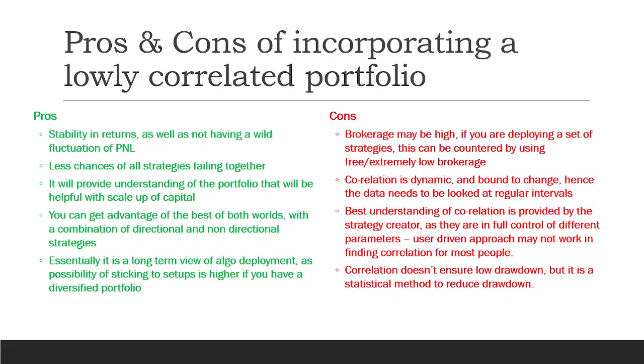And the cons, again, when you do more strategies, of course the brokerage would be high. You can counter this by using a free brokerage or a low brokerage solution. There could also be higher taxes if you're doing a variety of instruments, and the number of trades is increasing. But generally when you're doing different types of strategies, the number of trades would be similar, unless you're doing something like a scalper, which is there to balance some of these things. So it is two ways. The costs would increase slightly when you do a lowly correlated portfolio and you do a combination of strategies.